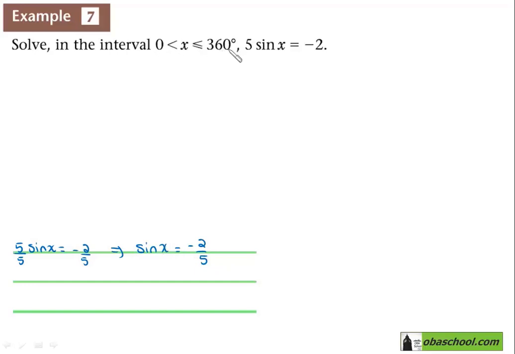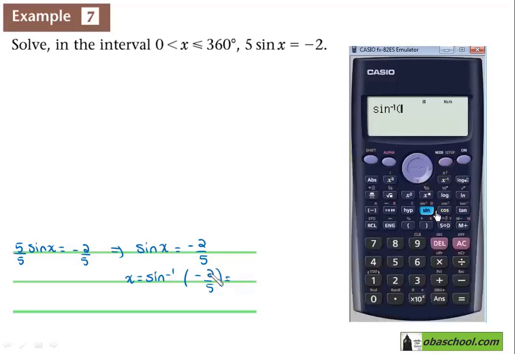Now we will use the calculator and always be careful to have the unit as degrees. x is sine minus 1 of the value minus 2 over 5. Let's use the calculator. Shift sine minus 2 over 5. The answer is minus 23.57. We are taking up to 3 significant figures, so minus 23.6 degrees.